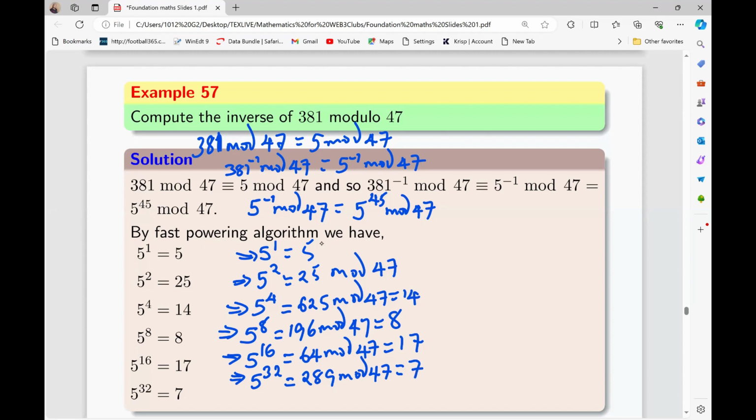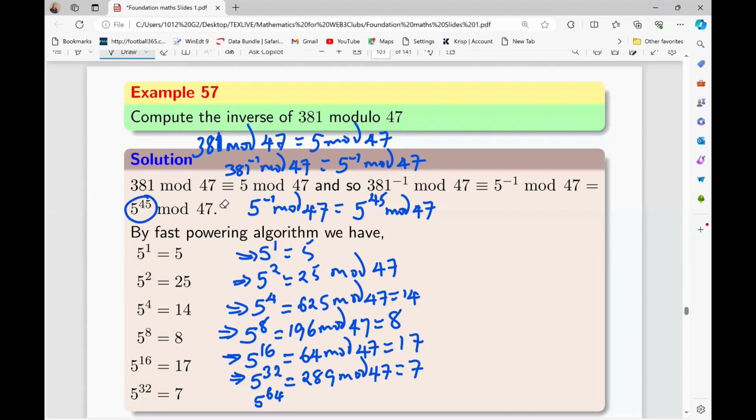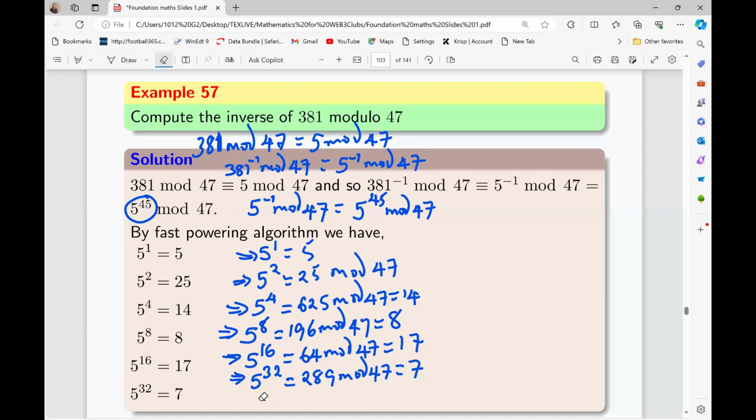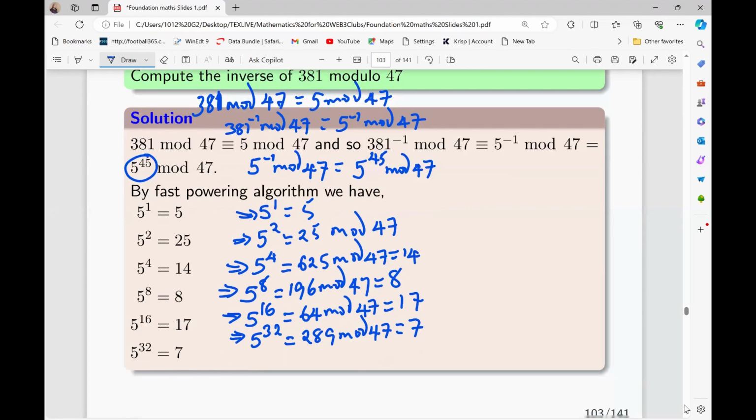Can we square next time? When we square, it shall have 5 raised to 64. Let's see what we want. What we want is 5 raised to 45. 64 is above what we want, so we don't require it. We don't require 5 raised to 64. So we've reached the end of squaring.